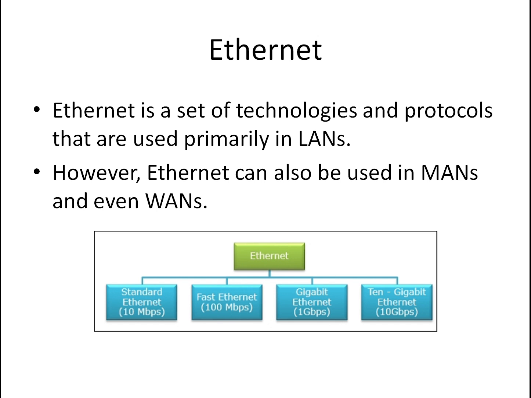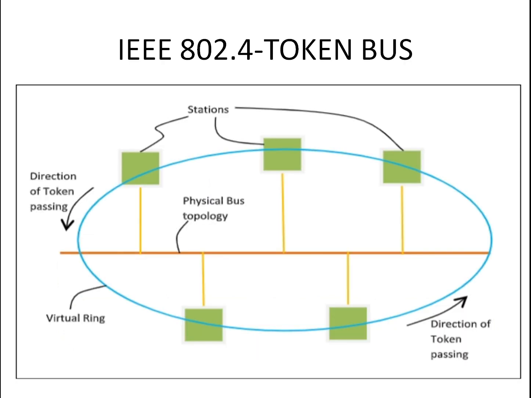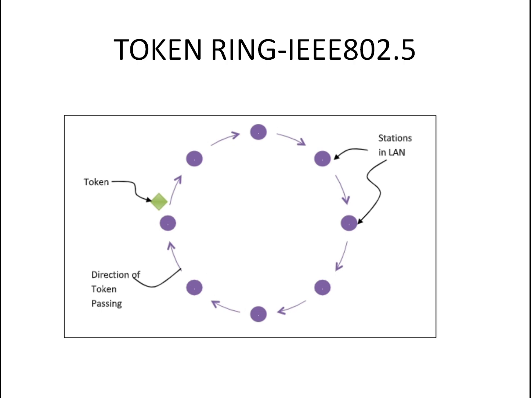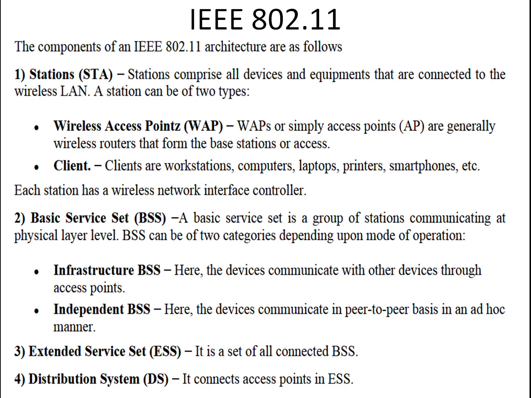Ethernet has the standard Ethernet, fast Ethernet, gigabit Ethernet, and 10 gigabit Ethernet. These are the varieties. Based on the bus topology, you have the star topology as well. Token bus follows a token structure. The token ring method passes the message by token, standardized as IEEE 802.5. FDDI, the fiber distributed data interface, is a large LAN extended up to 200 kilometers. Then there is IEEE 802.11, with station or wireless station based system, extended service set, and distribution system.